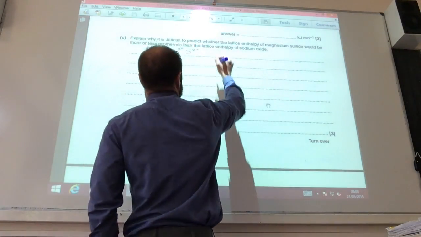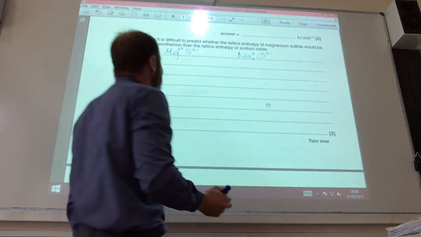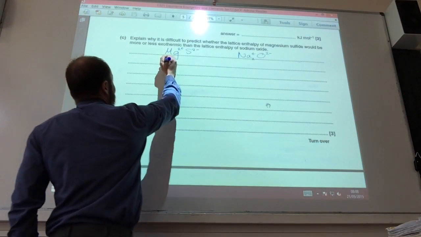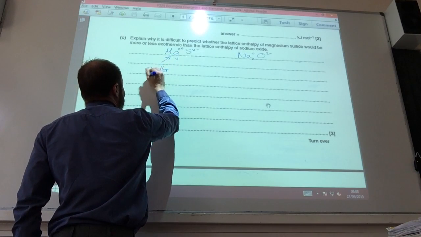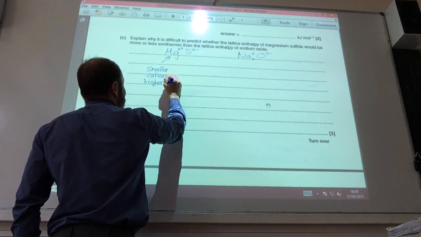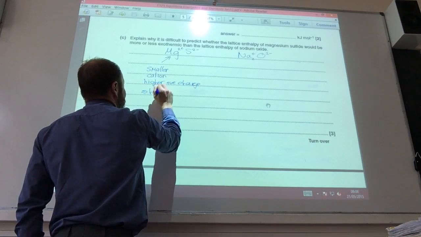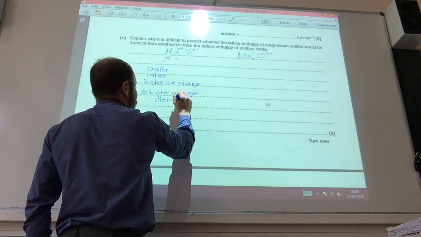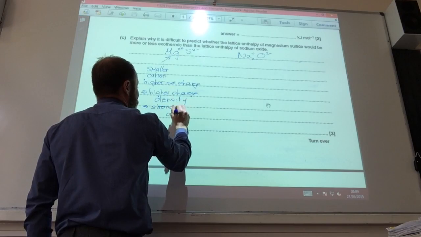Right, okay, so why is it difficult to predict whether the lattice entropy of magnesium sulfide will be more or less exothermic than sodium oxide? Well, okay, let's compare the cations first of all. The magnesium cation is the smaller cation and has the higher positive charge. Therefore, it has the higher charge density and stronger attractions.